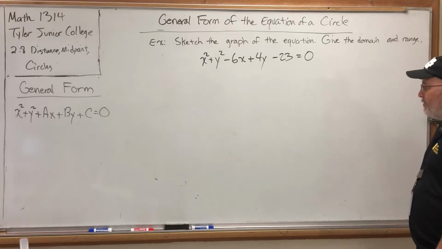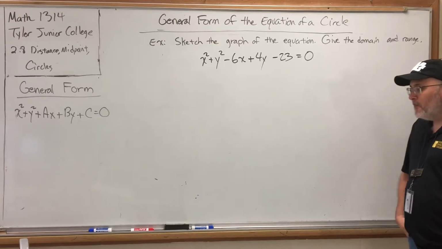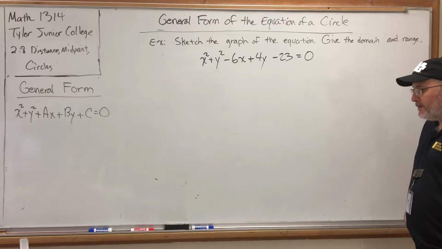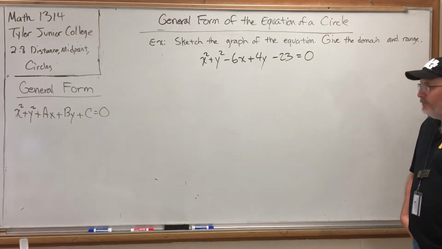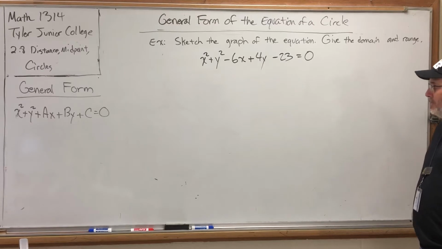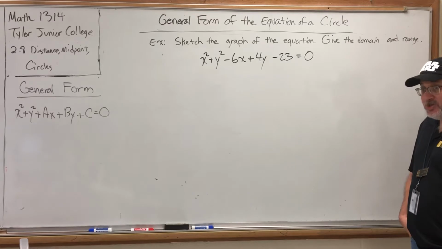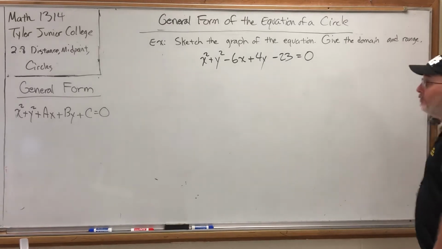The problem with general form is the center and the radius get so blurred you can't see them clearly. That doesn't mean they're not there. That just means we have to work to get them. So let's work to get them.